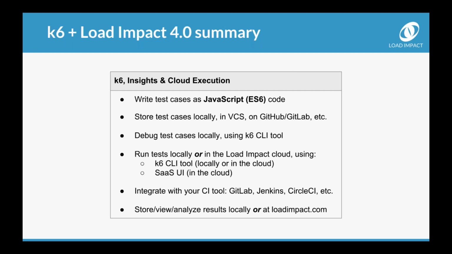And you can easily integrate K6 into CI tools like GitLab, Jenkins, Circle CI, and the process, as I mentioned, is very similar for all of these different tools. They work more or less the same way, with the configuration file that gets picked up by the tool itself. And the results of the load test, you can choose to either store locally in some sort of artifact store, or you can stream them to Load Impact Insights for storage in the cloud.